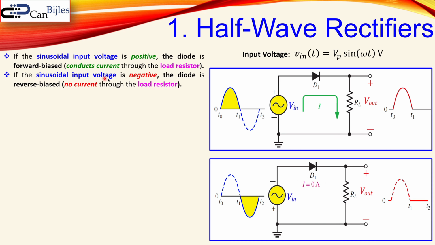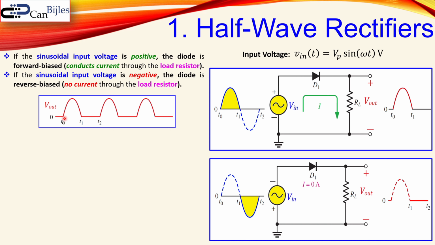If the sinusoidal input voltage is negative, the diode is reverse biased and blocks the current flow, so there is no current through the load resistor. That is the basic mechanism of the half wave rectifier. Of course you can reverse the diode, and then the first part will be blocked and the second part will be conducted. This is the complete picture from T0 to T1 to T2, etc. It will repeat itself. You get only the half wave passed, and the second half is not passed. That is what is called the half wave rectifier.